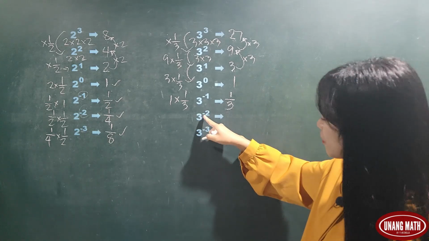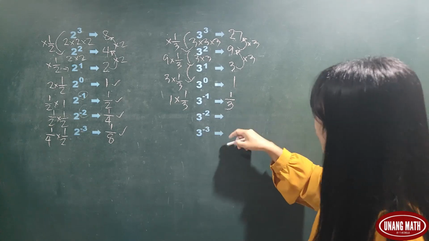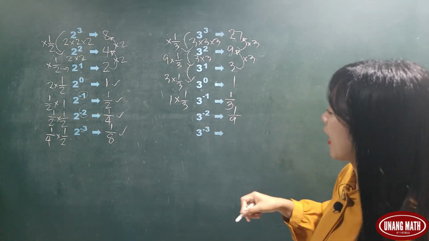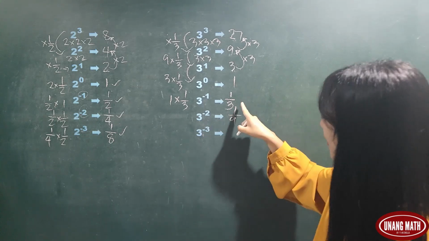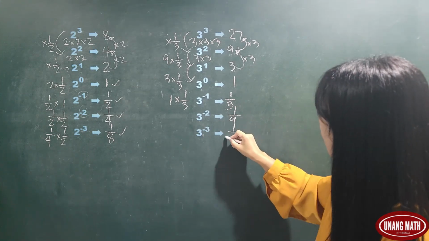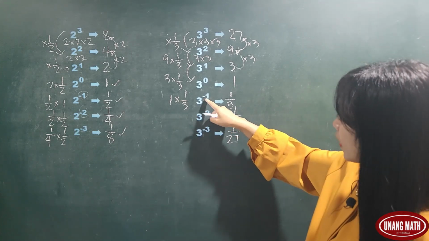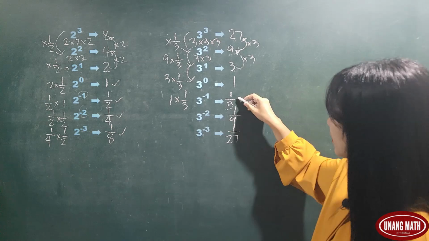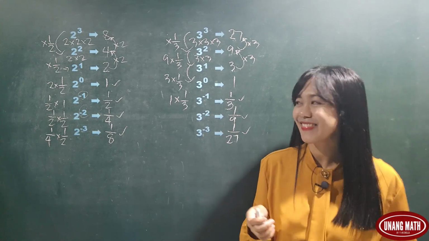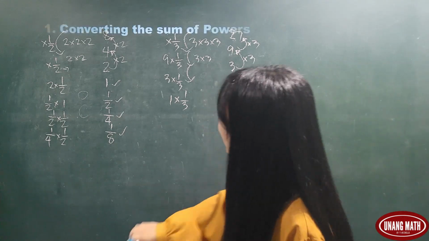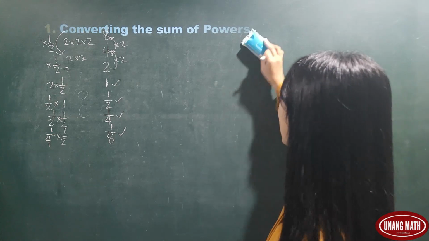If it's 3 raised to the power of negative 2, then 1/3 times 1/3, so that is equal to 1 over 9. 3 raised to the power of negative 3, 1/3 times 1 over 9, so it's 1 over 27. So those numbers with negative exponents, the simplified number or answer is a fraction. Okay, now, let's have the first type of question.